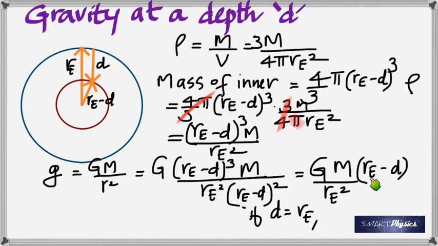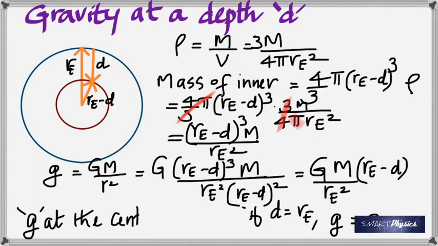So in this formula, if you substitute D is equal to RE, everybody knows you're going to get a 0, because this term became, yes, proved. So G at the center of the Earth is 0, proved. Okay, any questions on this?